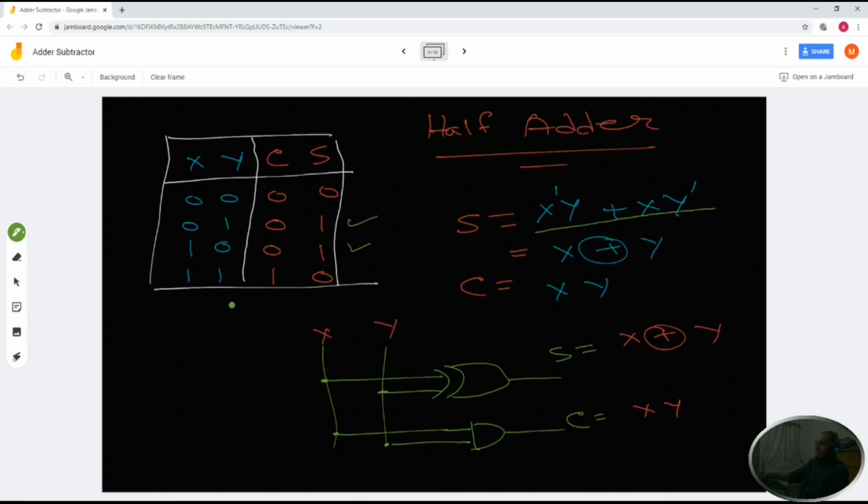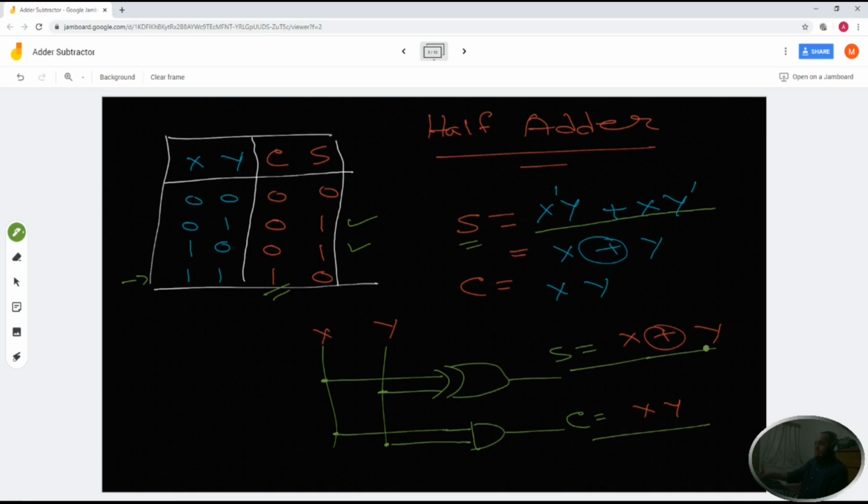That's why I have considered the outputs where they are ones, and for carry there is only a single one, and for this one the input pattern is 1 1, so we will write xy for the carry. And finally you can easily draw the logic diagram like this, where sum means x XOR y, so this is x XOR y, and this is xy.